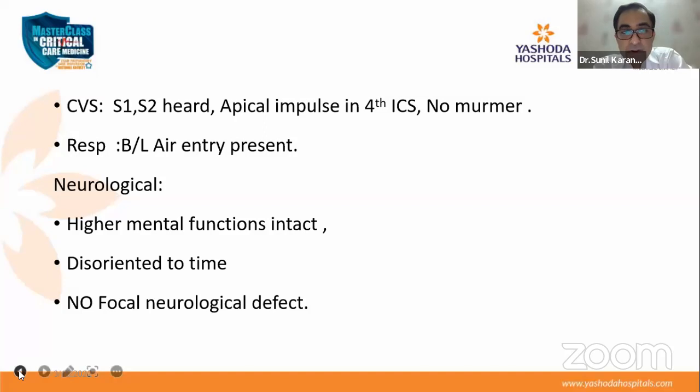What are you looking for? Just for the benefit of the audience. Signs of chronic liver disease, chronic liver failure. Good, good. Yes.